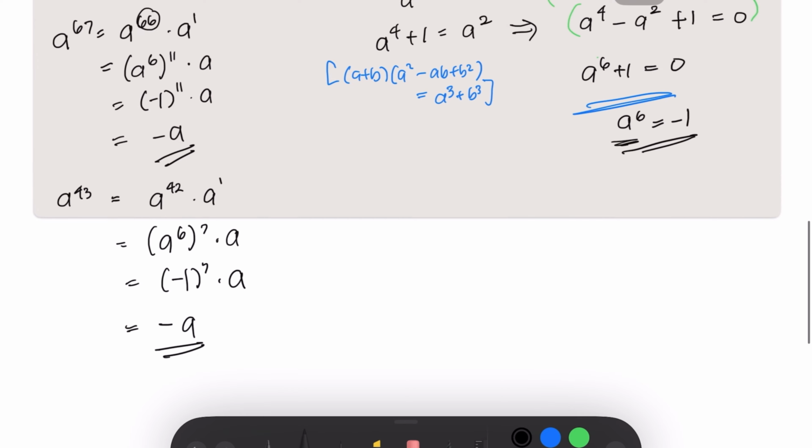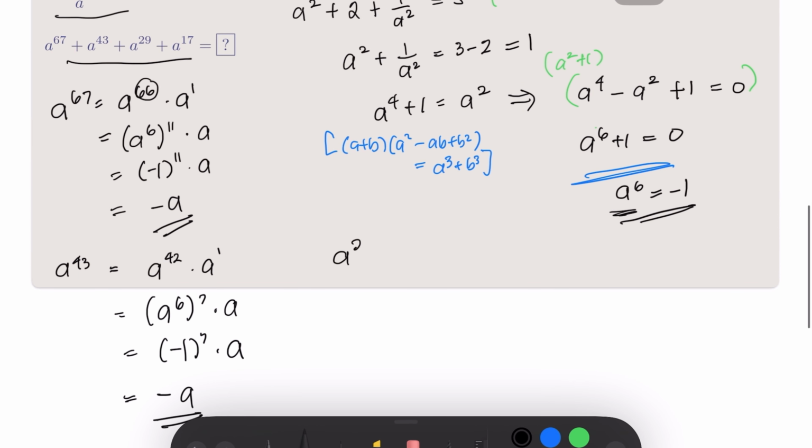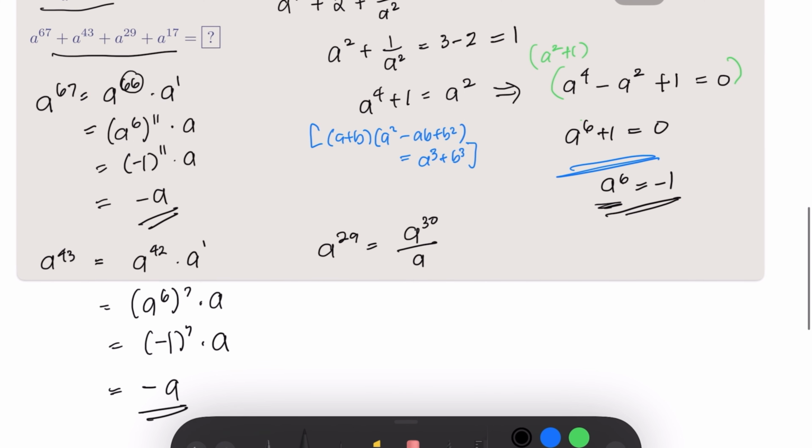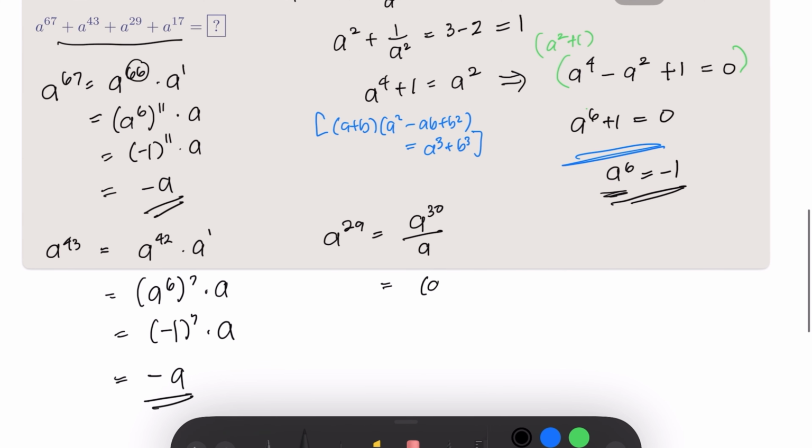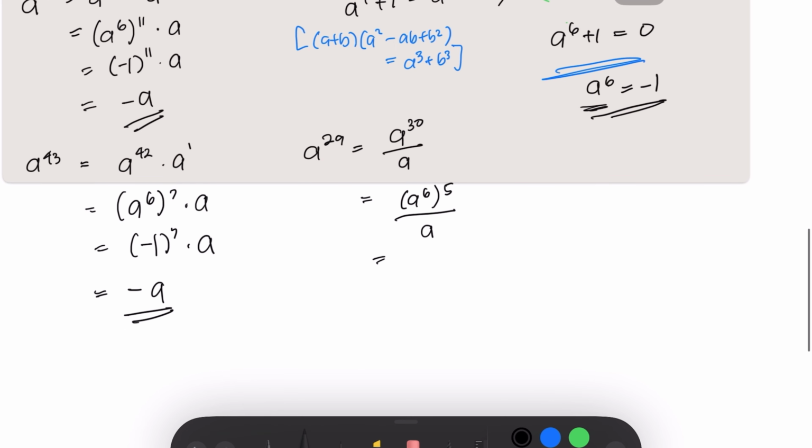For the next two, we're looking for a to the 29. We can write it as a to the 30 over a. Now, a to the 30 is a to the 6 raised to 5 over a. Substitute the value of a to the 6 and simplify again to get negative 1 over a.